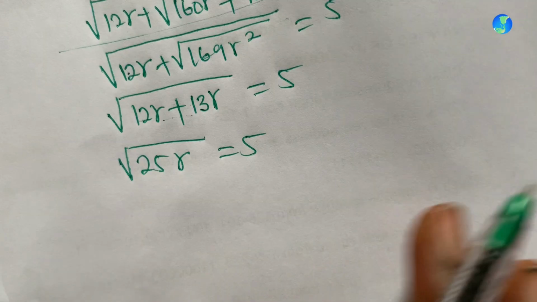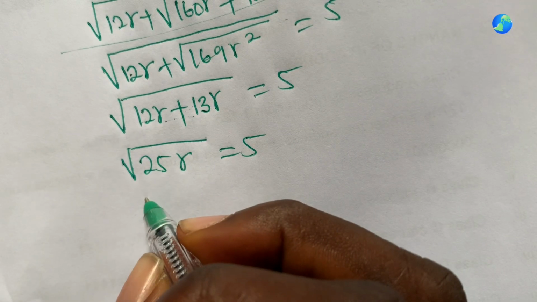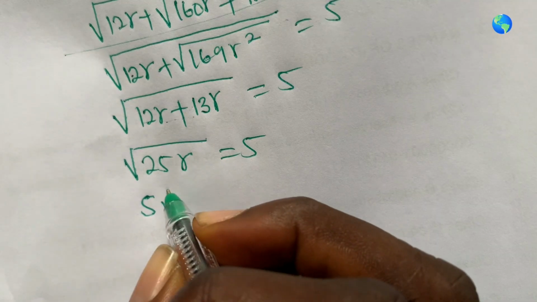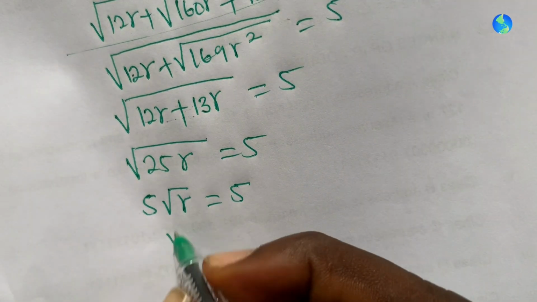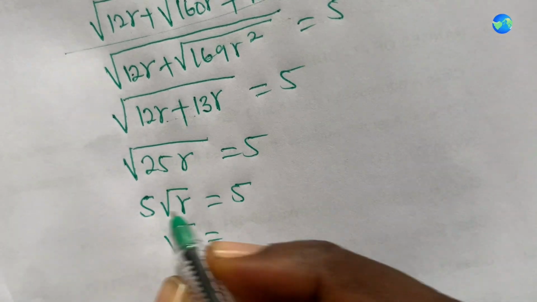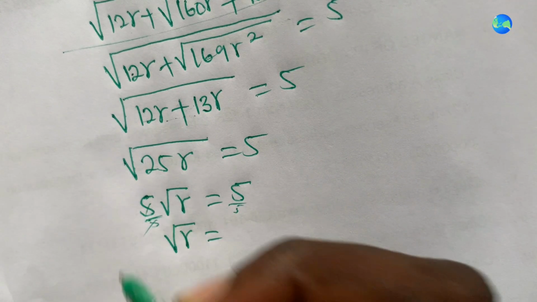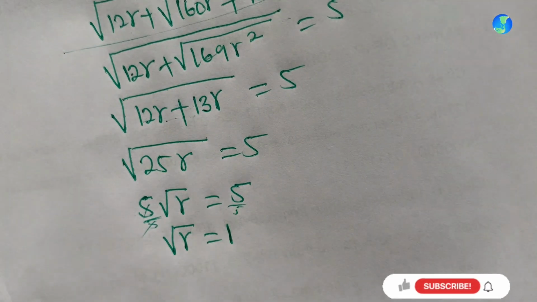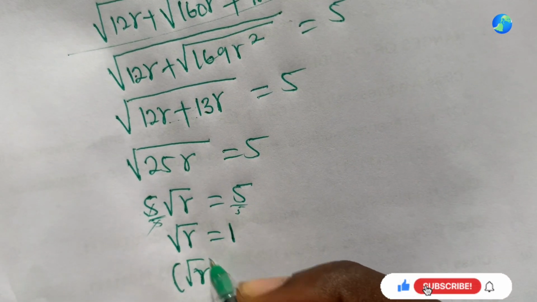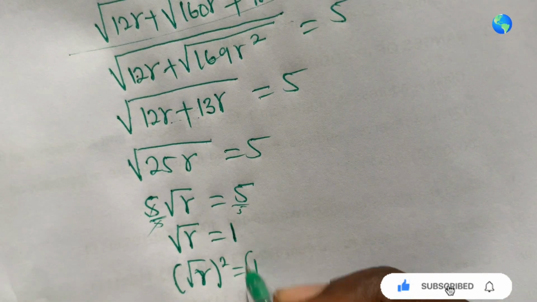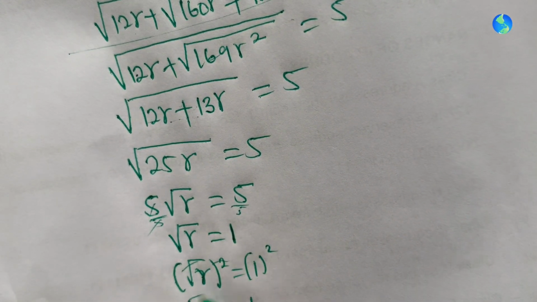Now for this, the square root of 25 is 5, but we have root r equal to 5. If we divide both sides by 5, we have 5 over 5. You understand? This cancels out, we will have 1 here, so if we square both sides, the square root of r all squared is equal to 1 all squared. This cancels out, and r is equal to 1 is our result.